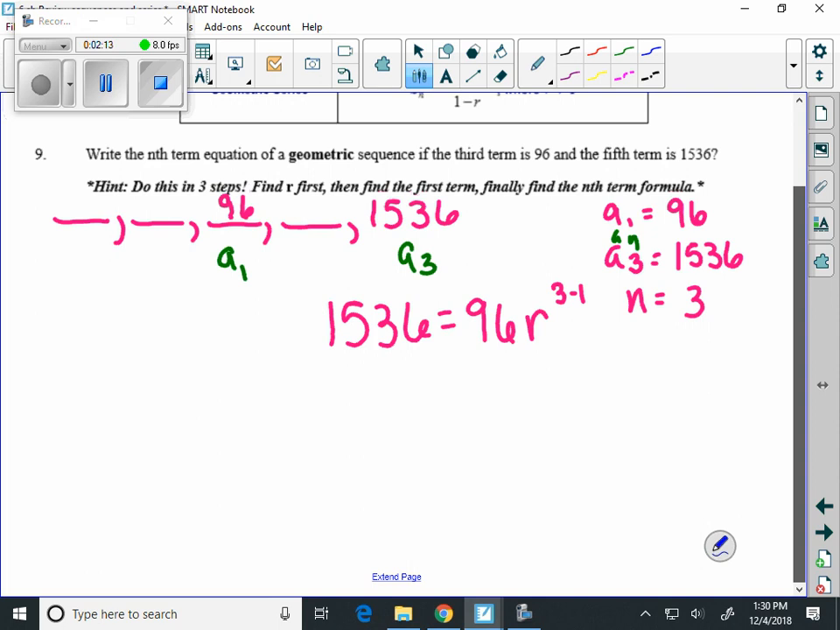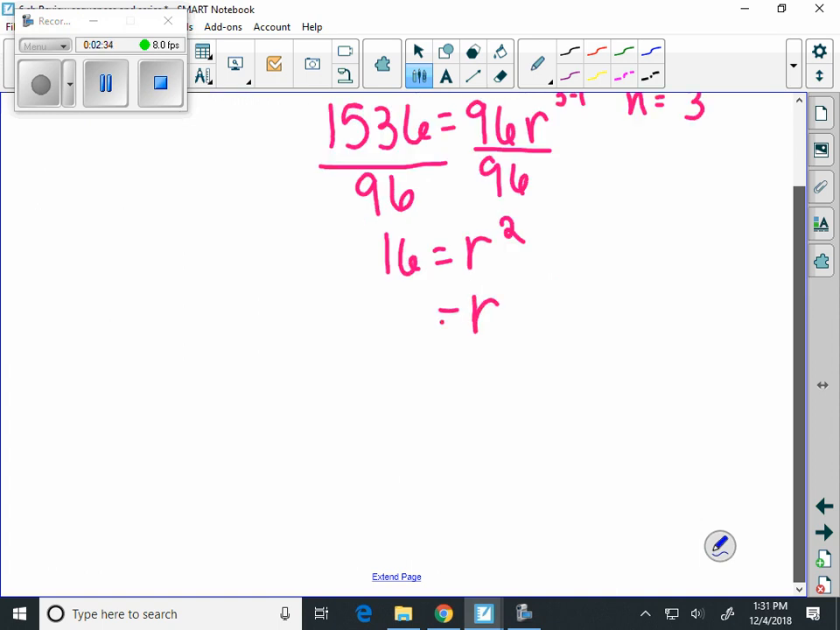Remember, we have to isolate r, so we're going to divide both sides by 96. So 1536 divided by 96 is 16. And this is r to the 3 minus 1, which is r squared. So our first step here, when we take the square root of both sides, we're going to get r equals 4.